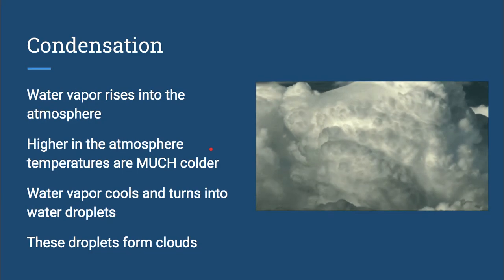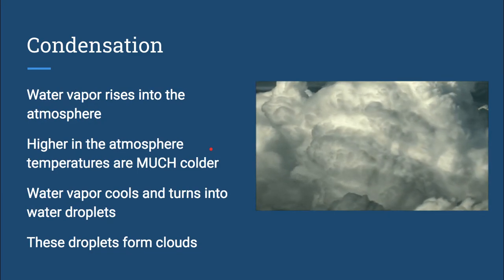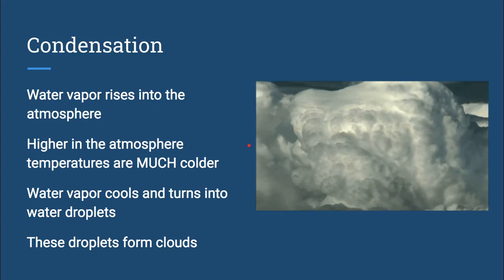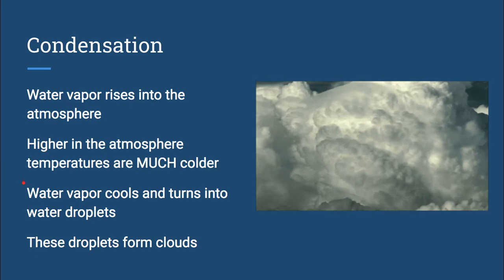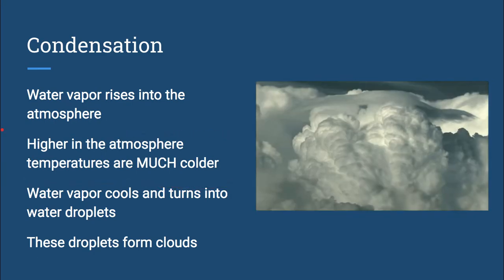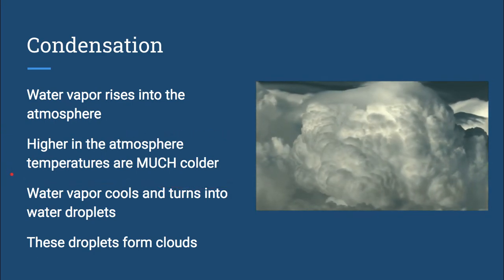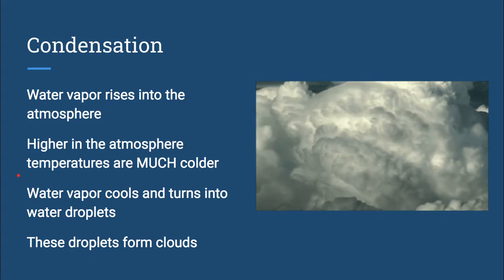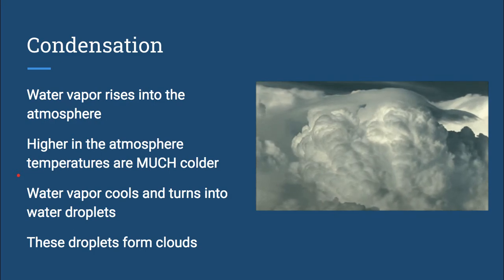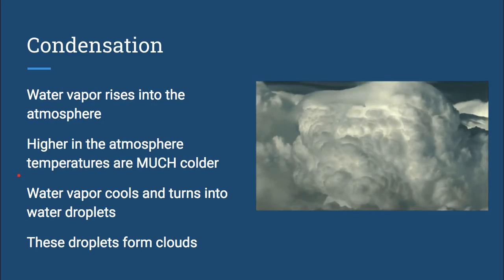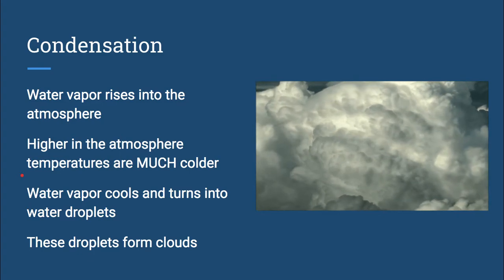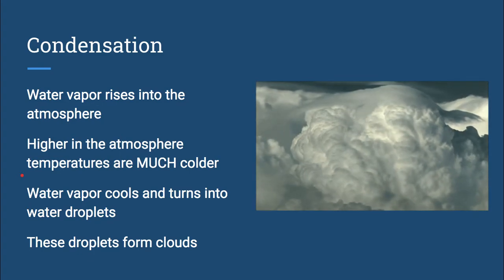Next is condensation. So we have water vapor rising into the atmosphere. Now, a really important thing to know is that the higher in the atmosphere you go, the colder the temperature is. If you've ever been on top of a mountain, you'll know that it is much, much colder on top of a mountain than at the very bottom of a mountain. Again, the higher you go in the atmosphere, or the higher you go in the sky, the colder it gets.